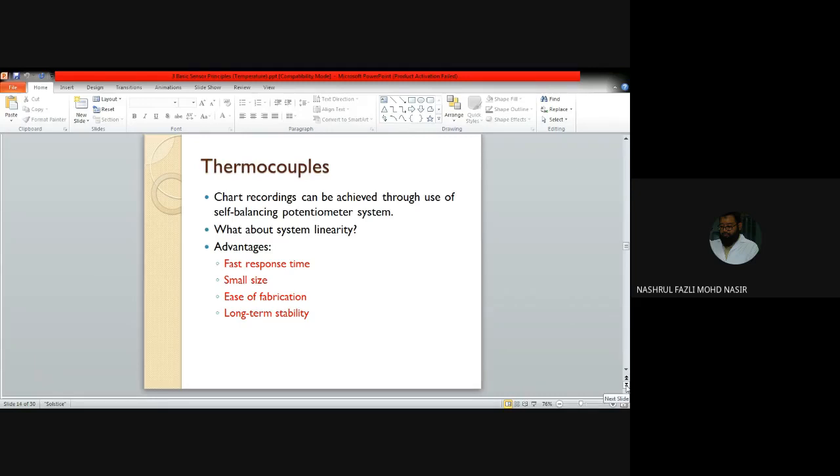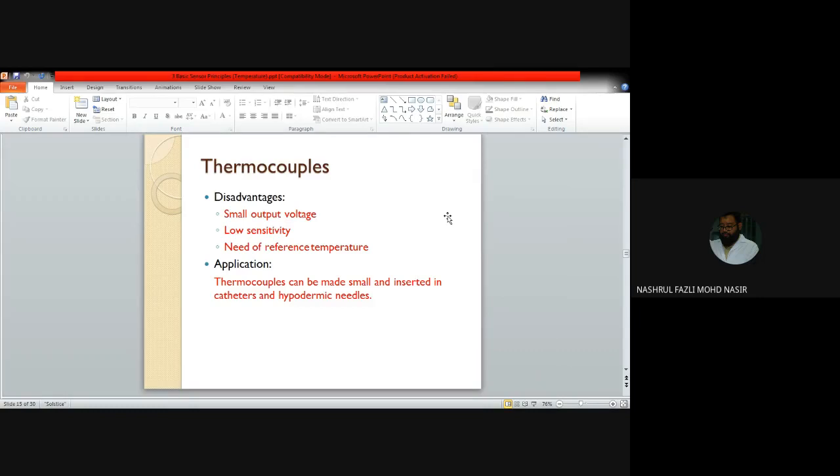Okay, advantages of the thermocouples. It should have a fast response time and small size. The fabrication is easy and it is stable for the long term because it uses metal, different types of metals. You can make it at a small size, there is a fast response time, and the fabrication is not that difficult. This is the attraction of the thermocouple.